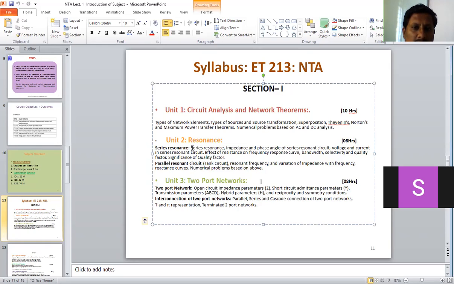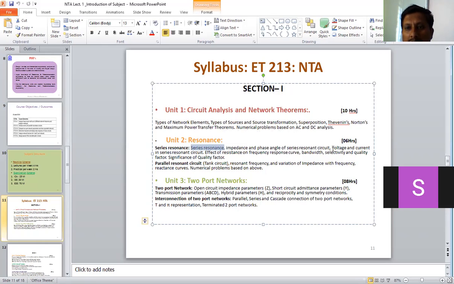The series resonance part consists of the introduction or concept of series resonance. What do you mean by series resonance? How to identify it, what parameters are responsible for the condition of resonance, and how to vary and control that condition of resonance, that we will try to understand. Next, the effect of impedance, and the impedance and phase angle of a series resonance circuit.